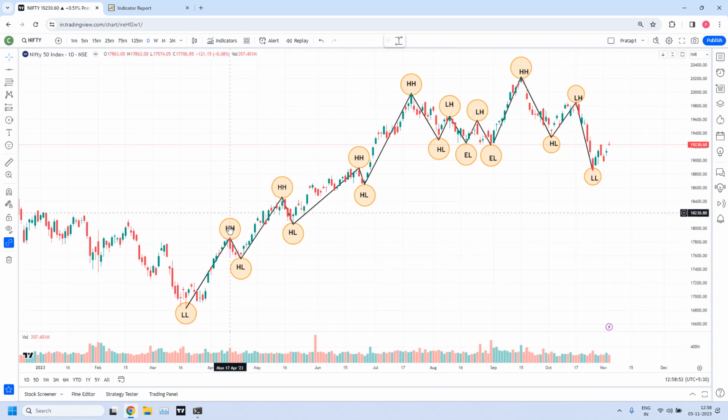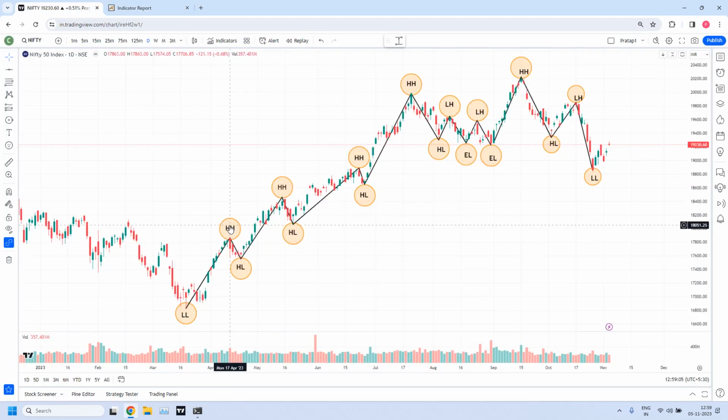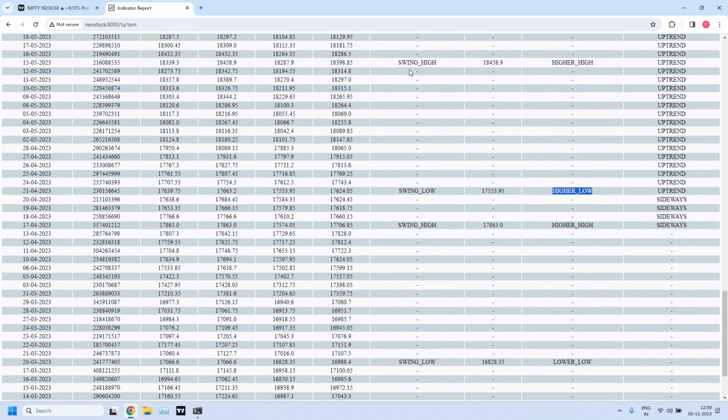Okay, higher high. What is the next when it is given? On 17th April, let us check. On 17th April, we have a swing high. That is higher high. Have we given higher high? Yes. Next, 21st April, higher low. See, 21st April, it is a higher low. So when is the next one? 15th of May, that is higher high.